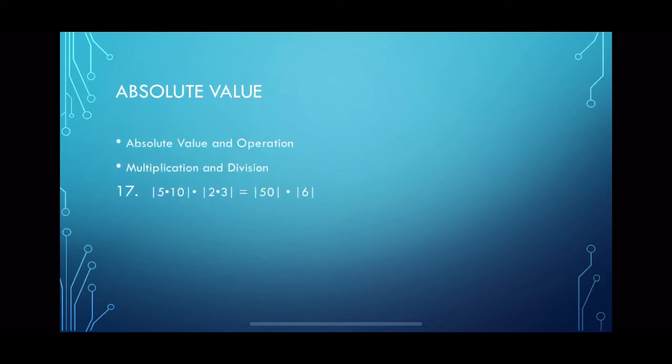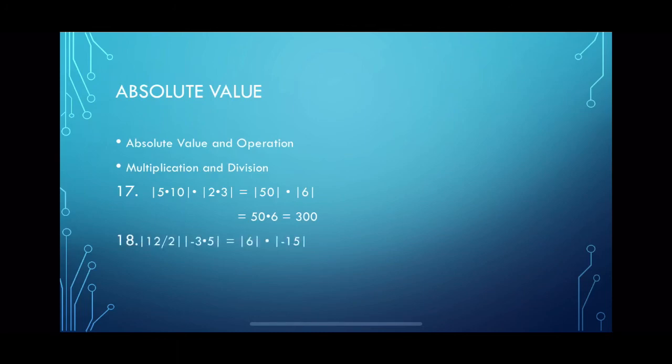So for number 17, we have absolute value of 5 multiplied by 10 multiplied by absolute value of 2 multiplied by 3. So for 5 multiplied by 10, we have the absolute value of 50, and for 2 multiplied by 3, we have the absolute value of 6. So therefore we have absolute value of 50 multiplied by 6. Now getting the absolute value of 50, we have 50, and getting the absolute value of 6, we have 6. So therefore 50 multiplied by 6 is equal to 300.